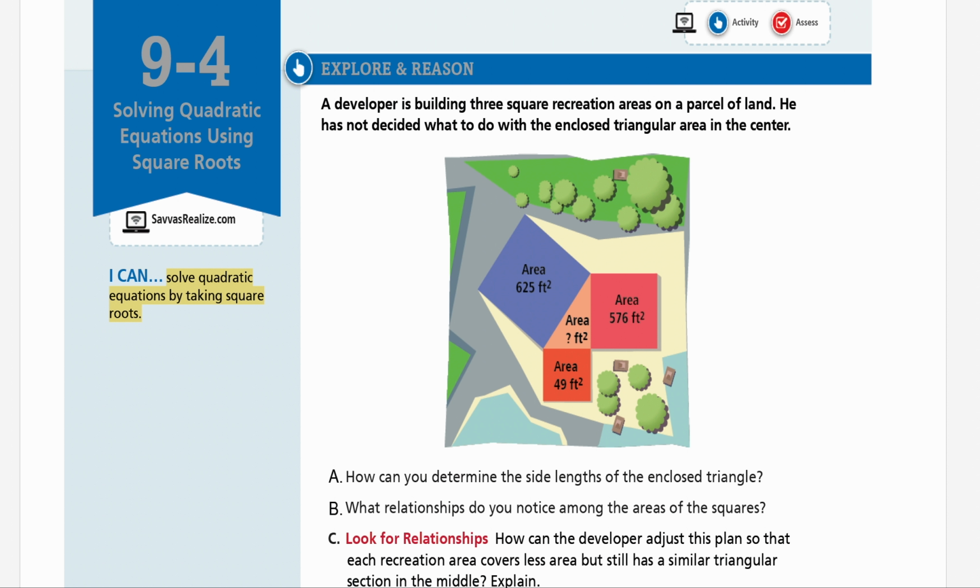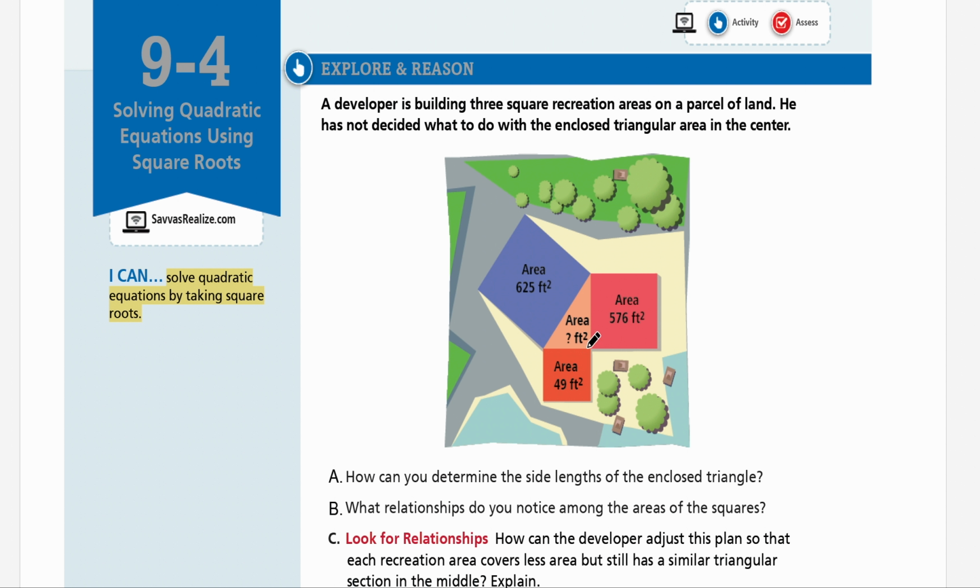A developer is building 3 square recreation areas on a parcel of land. He has not decided what to do with the enclosed triangular area in the center. Okay, so we have square buildings that enclose the triangular area here. How can we determine the side lengths of the enclosed triangle?